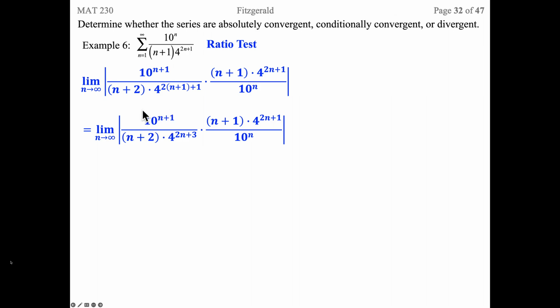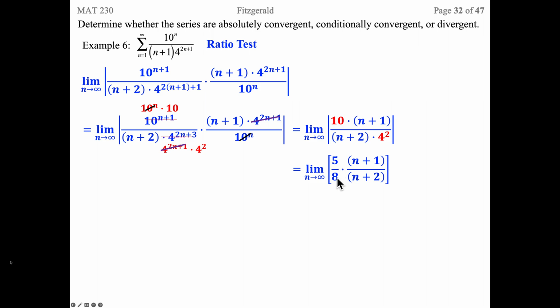So we start factoring. We can break this 10 to the n plus 1 down to 10 to the n times 10 to the first. The 4 to the 2n plus 3, we're going to take out 2 4s, so that'll drop the 3 down to a 1. Again, if you were to multiply like bases, add the exponents. The 1 plus 2 is the 3. And now we'll start canceling. So the 4 to the 2n plus 1 cancels. The 10 to the n's cancel. And now I have 10 times the n plus 1 over n plus 2 squared times 4 squared, which will be 16. And we can reduce 10 over 16 to 5/8.